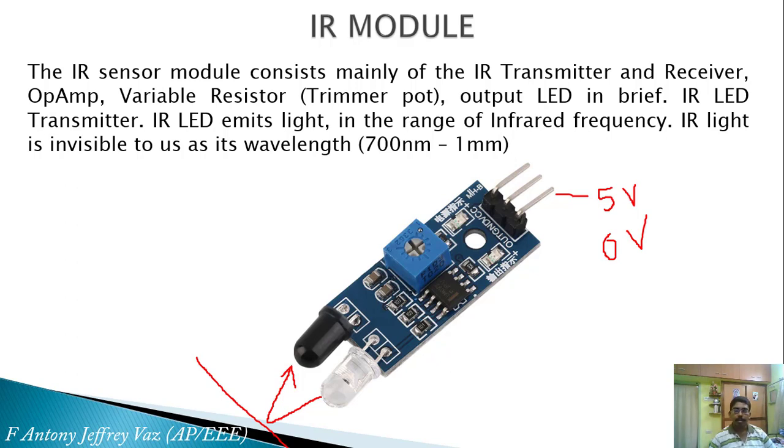Consider there is no wall over here. The transmitted light goes on passing, and it is not received back by the LED. Then you will get an output voltage of 0 volt from this pin. Next, let us move to the next section.